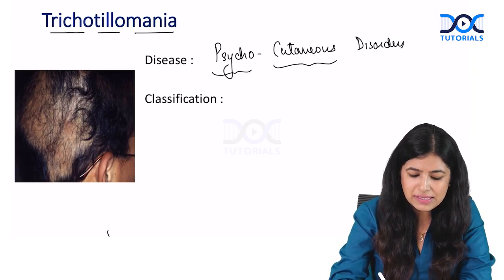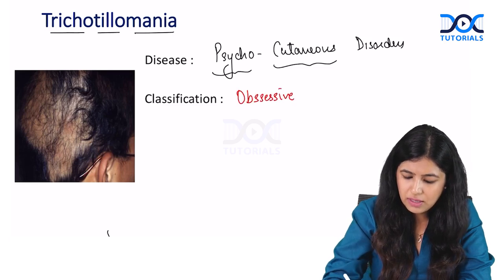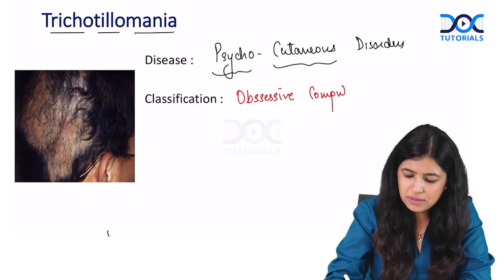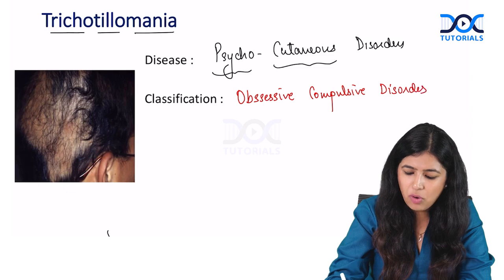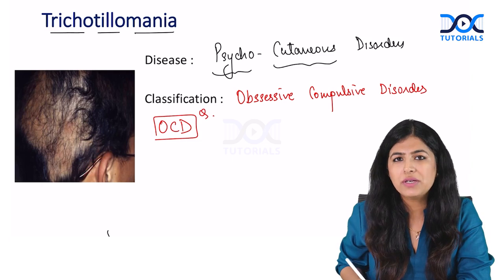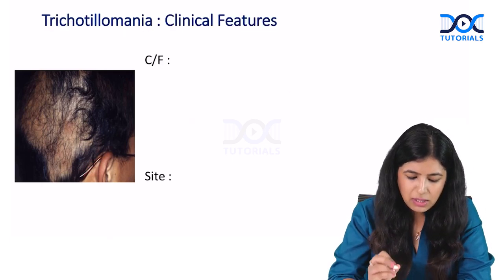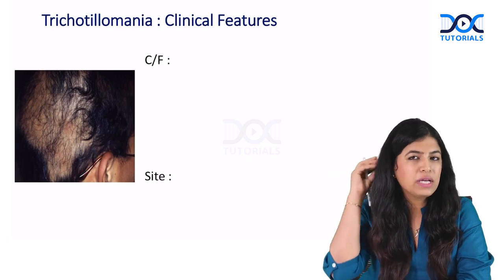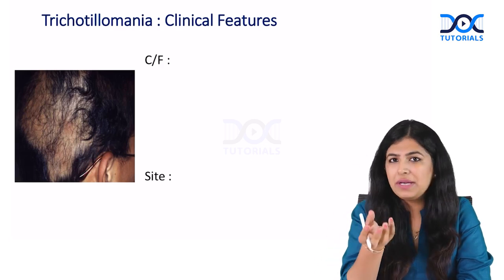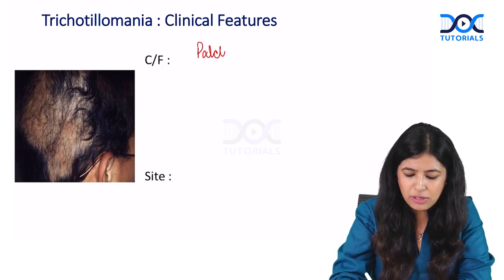And in the psychiatric disorders, this belongs to the classification of obsessive compulsive disorders. Okay, so this is a type of OCD. Remember the classification? Trichotillomania is a type of OCD. Now, what is happening here? When the patient is pulling out their own hair, this is going to lead to a patch of alopecia. So trichotillomania is a patchy alopecia.